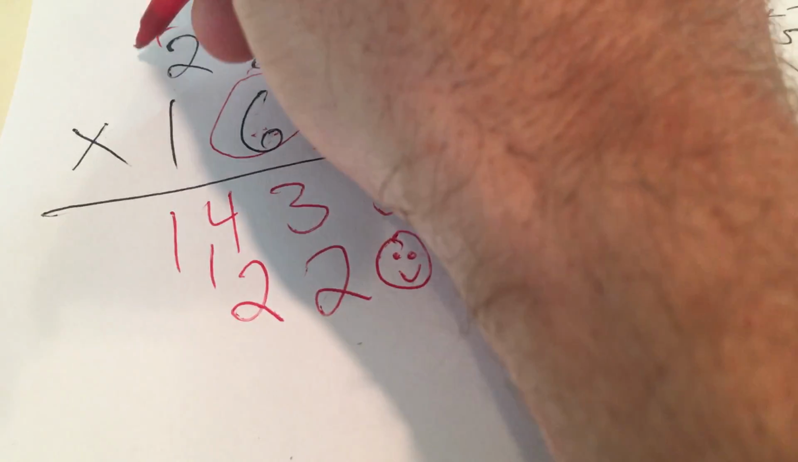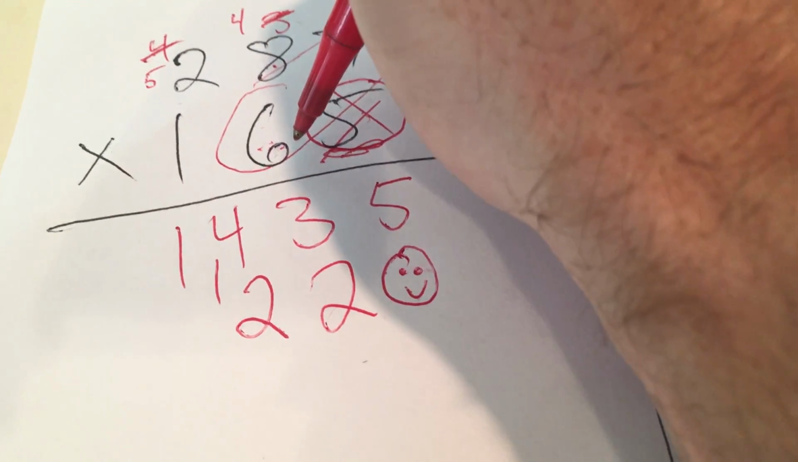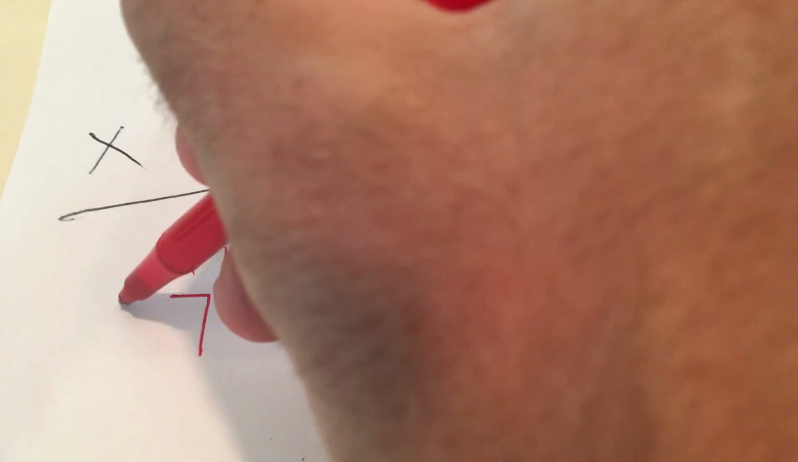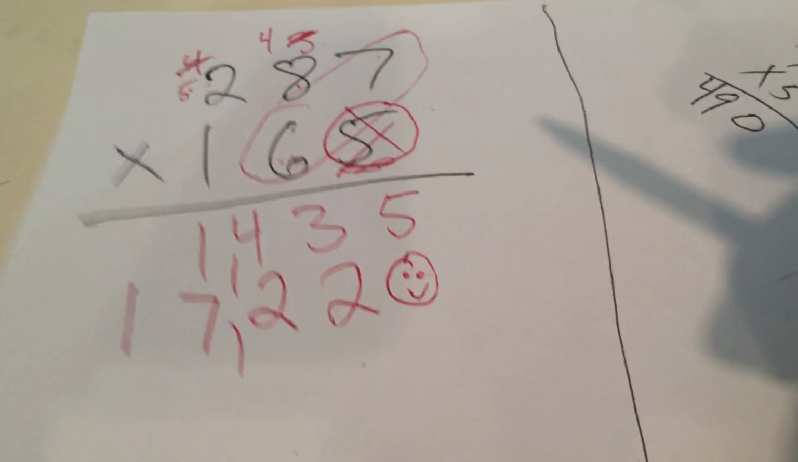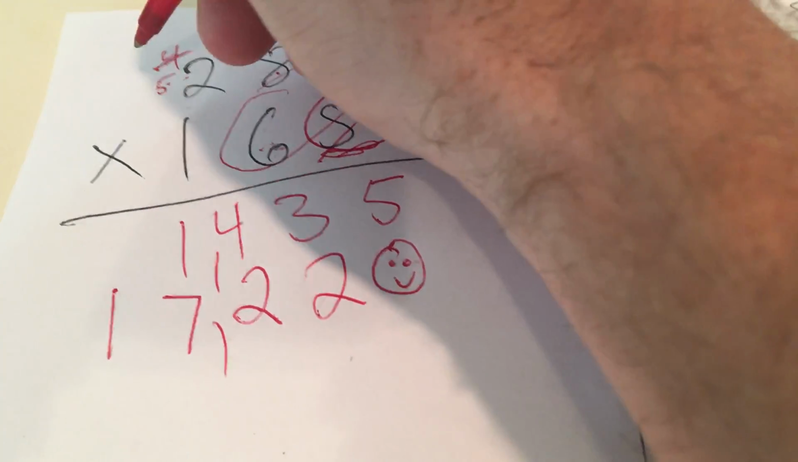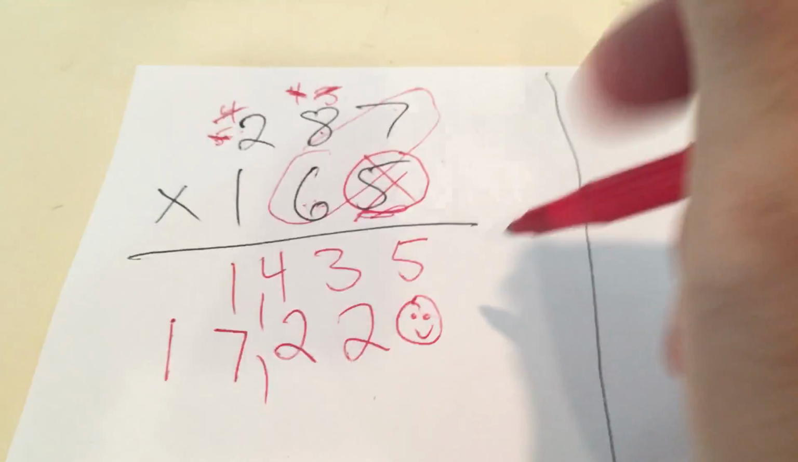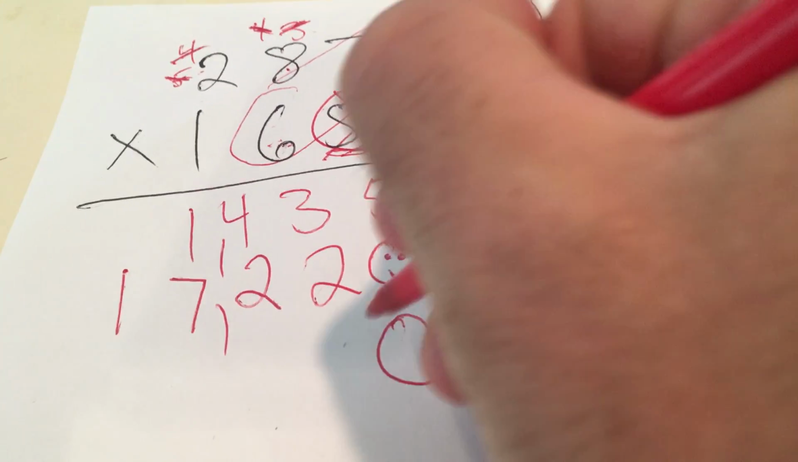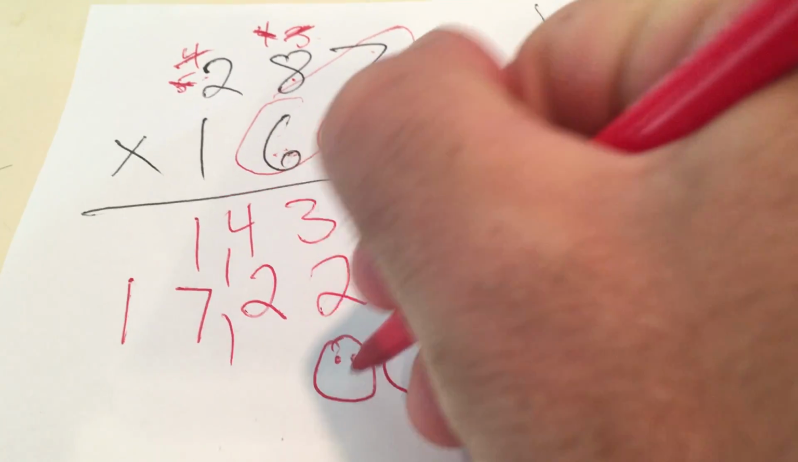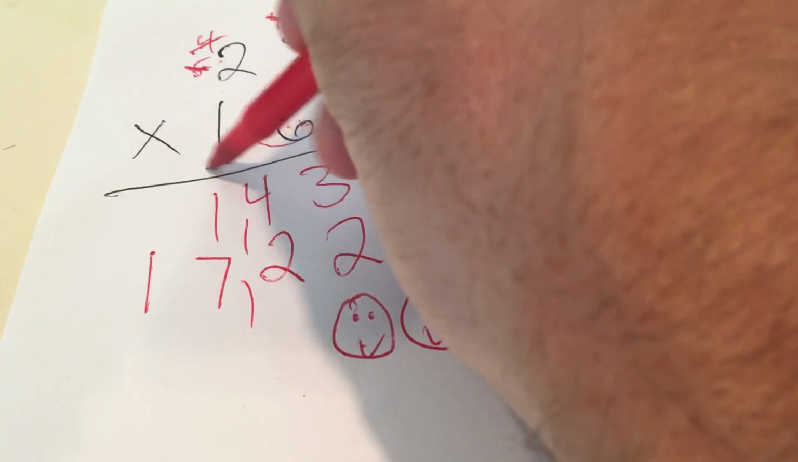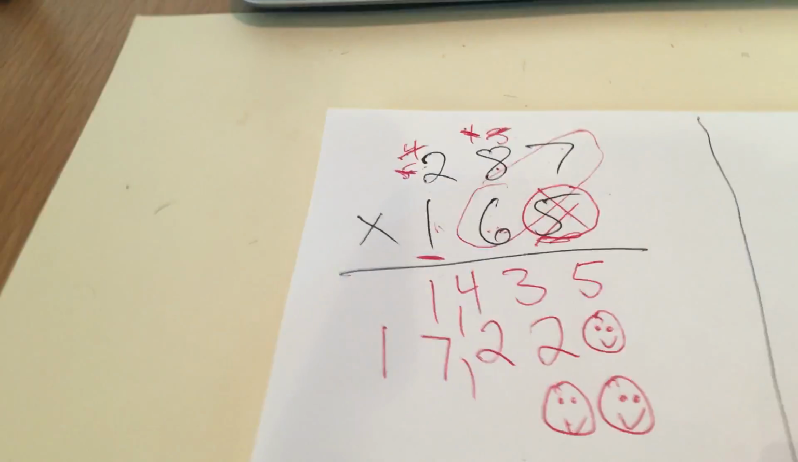Write the 2, carry the 50. And then 6 times 2 is 12, plus 5 is 17. And again, there's no more digits to multiply by, so we just write 17 like that. Our second partial product is 17,220. Go back and cross those off because we already used them. Now here's the tricky part. You got to put 2 zeros with smiley faces here to hold the ones place and the tens place because now we're doing 100 times 287.